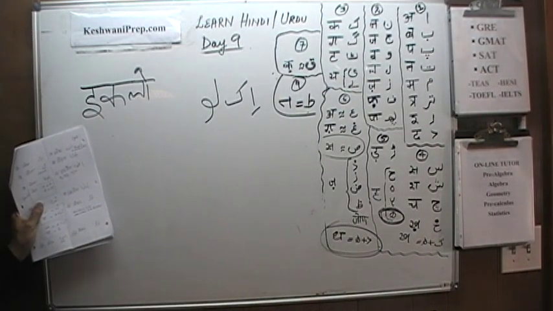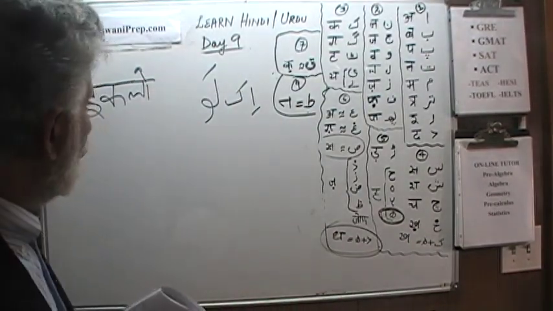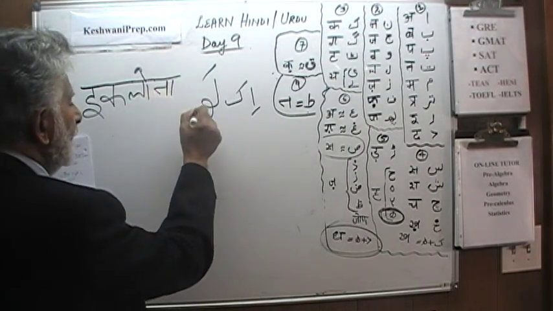But it's not a short O ki matra. This is not a short O. This is a badi O. So it's a longer O. Ik lo, not lo, lo. Ik lo, and then ta. Iklota.